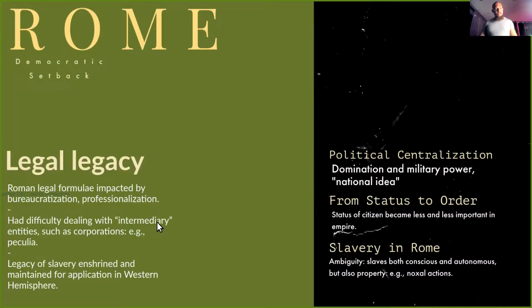A last issue, of course, is the legal legacy of Rome, where we do see the nature of the state being impacted by bureaucratization and professionalization of the legal profession and the state apparatus.